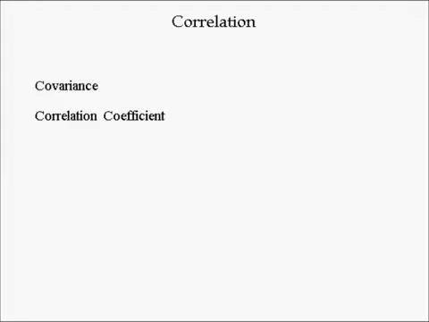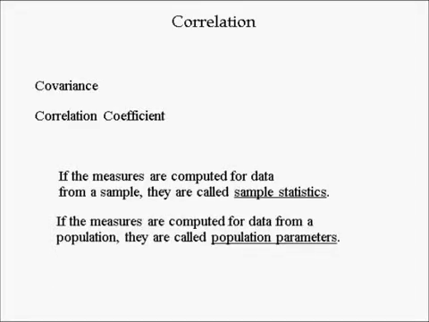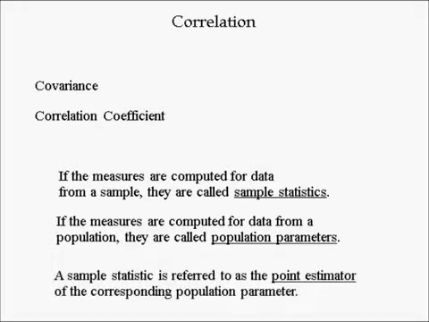If these measures are computed using sample data, they are called sample statistics. If these measures are computed using data from the population, they are called population parameters. The procedure used to compute a sample statistic is referred to as the point estimator of the corresponding population parameter. When numbers are substituted into the procedure, the resulting number is a point estimate of the population parameter.